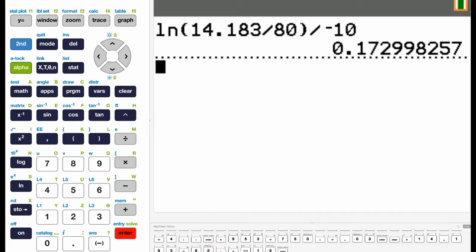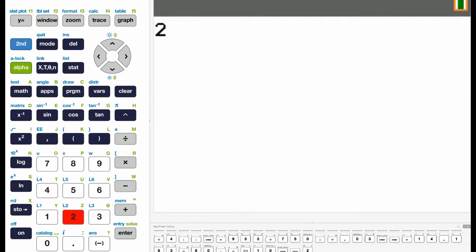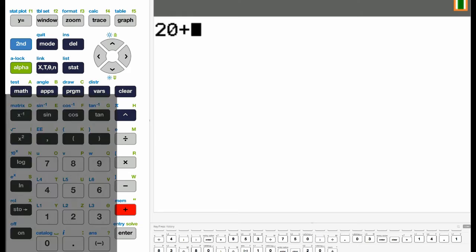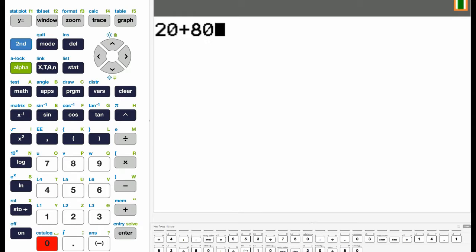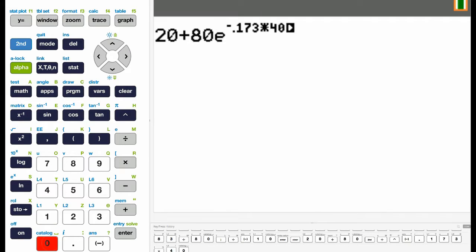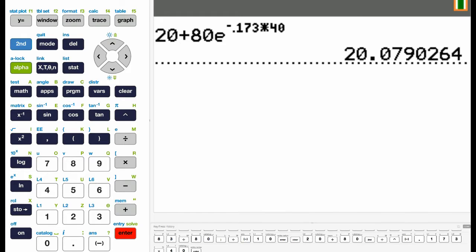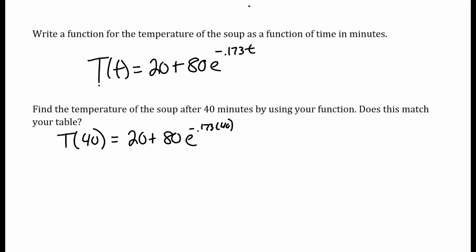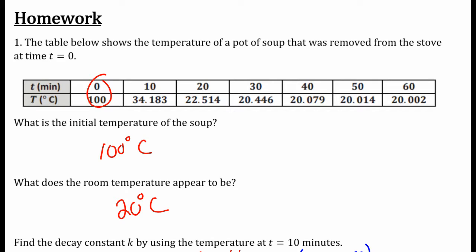So on your calculator, we're going to type in 20 plus 80 e to the negative 0.173 times 40. And we get 20.079. Does this match your table? So we did 40 minutes. If I go back to 40, it does match. We did it correctly.